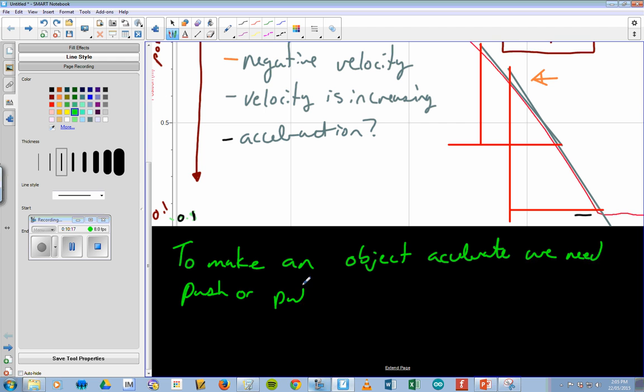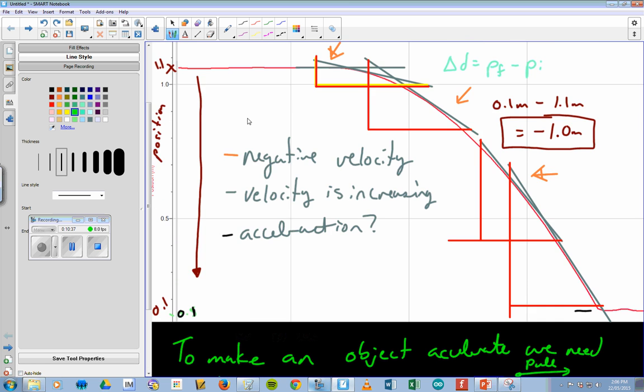You can think of a little kid, right, pushing a wagon or something. If the wagon has a velocity of 0, the only way to get that wagon going is to pull it. You got to pull it to make it accelerate. So there's a tie-in between pulling something and whether it's going to accelerate or not.